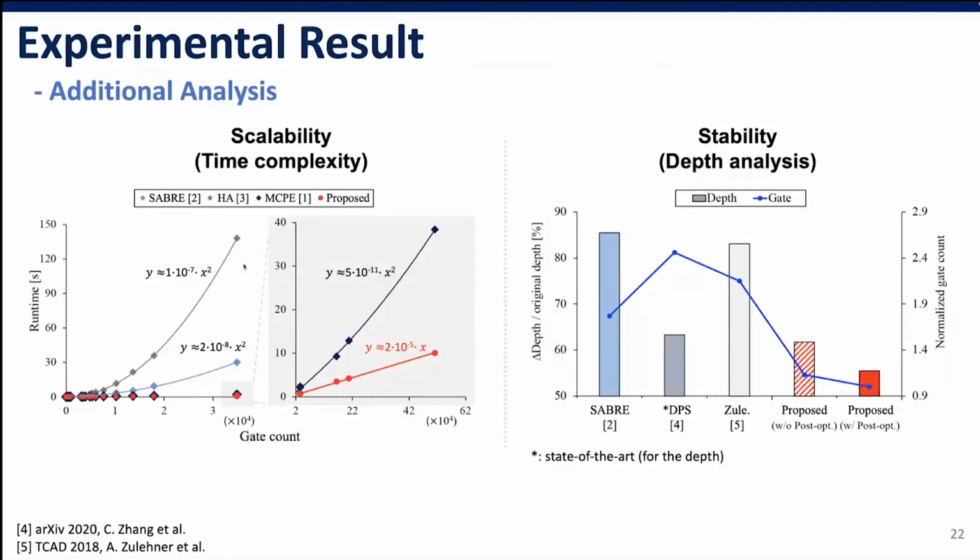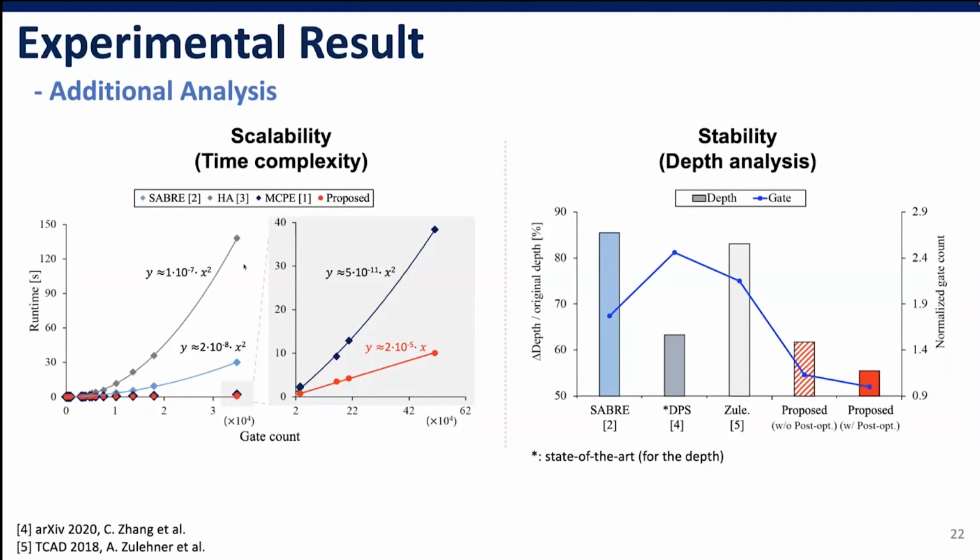In addition, we analyzed the scalability and stability of our method. To evaluate scalability, we plotted time complexity according to the gate size. When we plot the runtime of previous works, they have polynomial time complexity. But our qubit mapping can achieve linear time complexity. Therefore, we prove that our method is highly scalable.